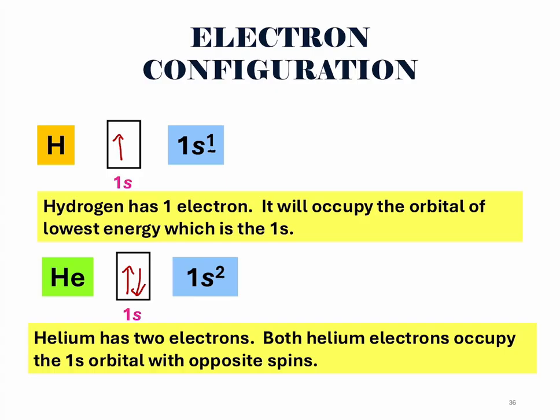Right, and this is simple. These are the 2 simplest elements that we have on the periodic table, helium and hydrogen.